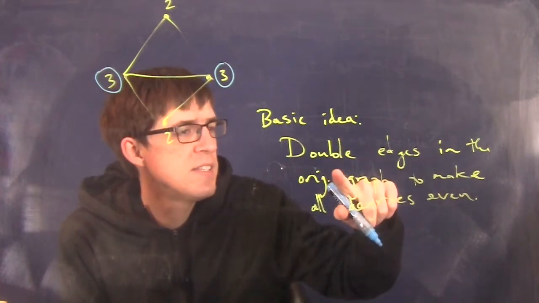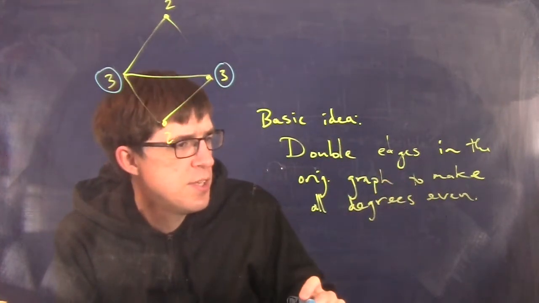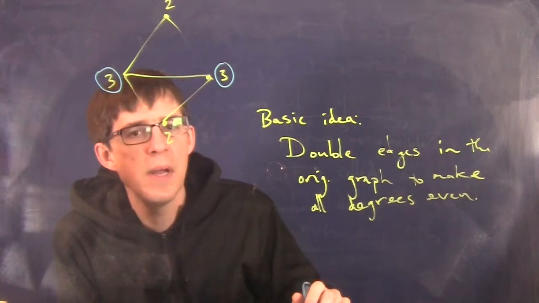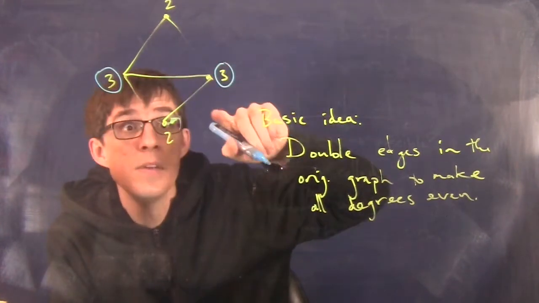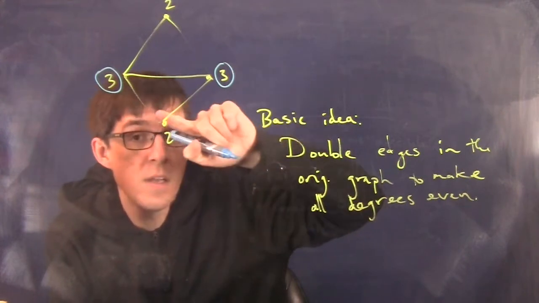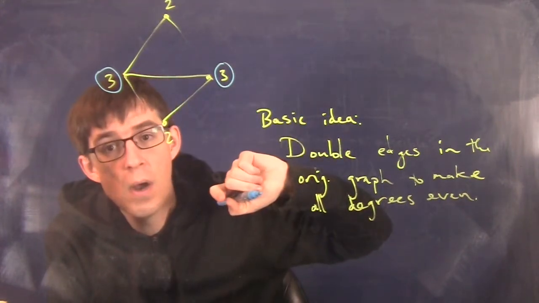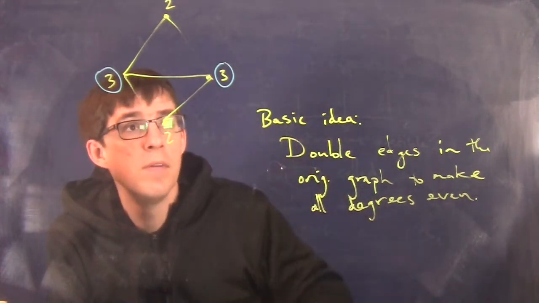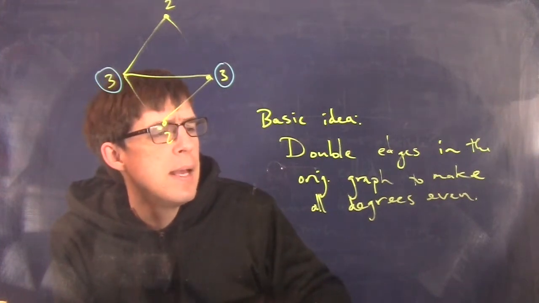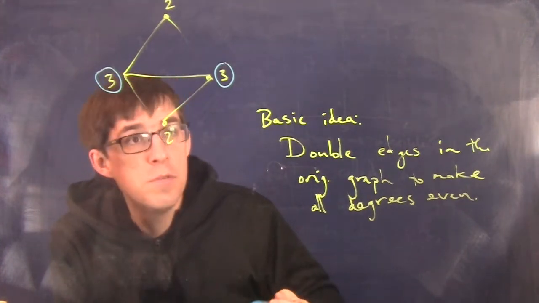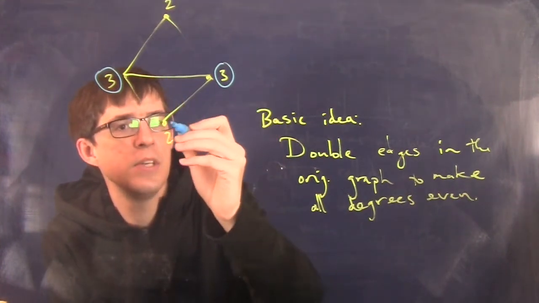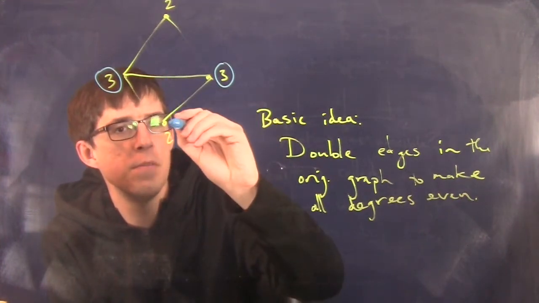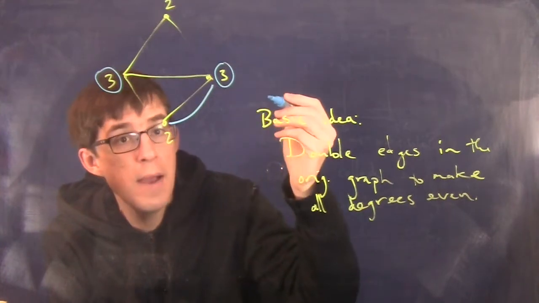And my basic idea says double edges in the original graph to make all degrees even. By double edge, I mean you look at some of these edges, you don't do it to all of them. Some of them, you're just going to draw like a little clone of that edge, going between the same vertices. Think about it. If you double up one of those edges, it changes the degrees. Like if I were to double this edge instead of just 1 from the 2 to the 3, what if I just make it so there's 2 now?